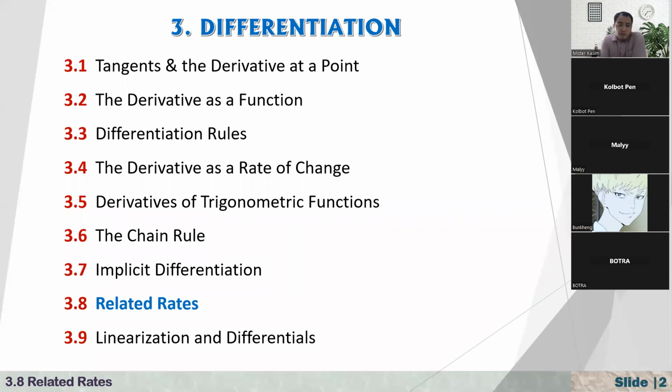For example, related rates in your quiz 3, at least there will be 4 questions from related rates, okay? Maybe from sections 1, 2, I can ask 2-3 questions, 3, 4, maybe 2-3 questions, 5 and 6, maybe 5-6 questions, and 3.9, I ask maybe 1 question, okay? But related rates, at least I'm going to ask 4 or 5 questions.